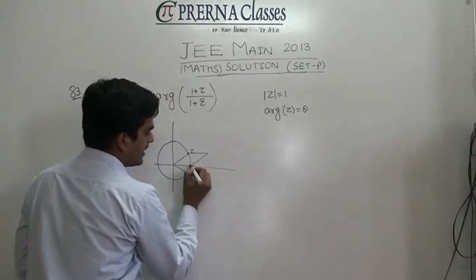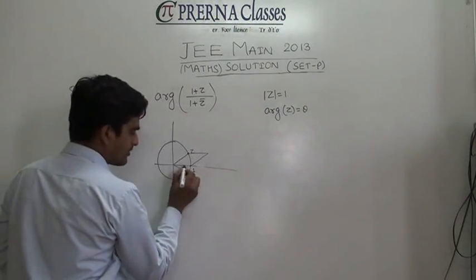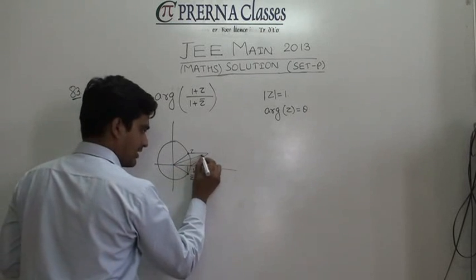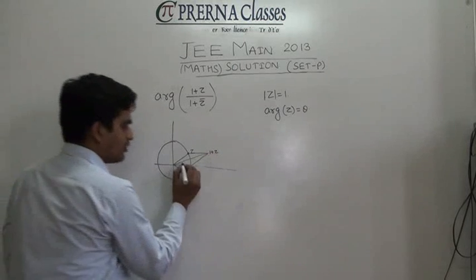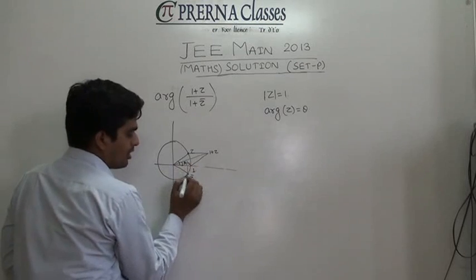And using 1 and z, if you form a parallelogram, rather it's not going to be a parallelogram, it's going to be a rhombus, because this length and this length are the same. So if I consider the diagonal, this is going to be 1 plus z. This is going to be the angular bisector also. Since this complete angle is theta, this is going to be theta by 2.